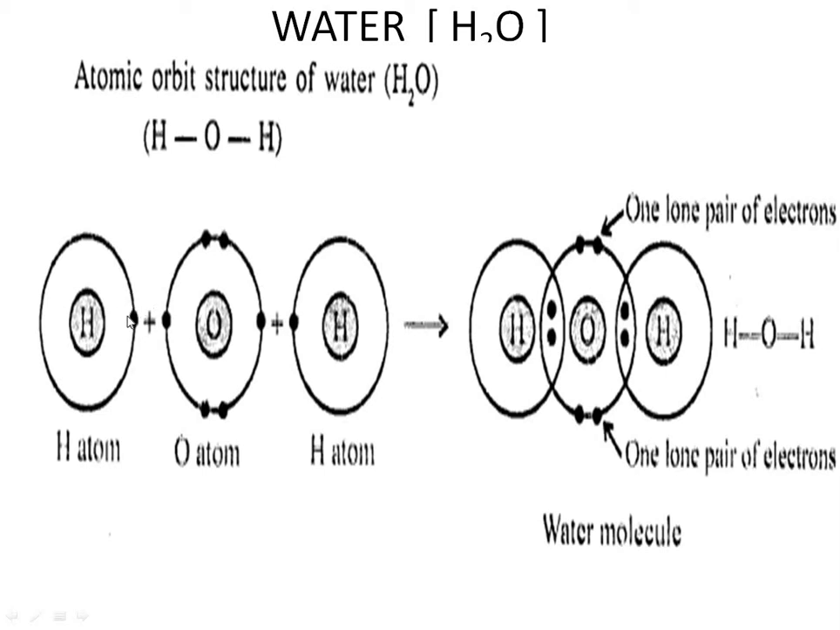So which is the nearest noble gas for oxygen? That is neon. If it gets 2 electrons, it becomes the electronic configuration of the nearest noble gas neon. And for hydrogen, the nearest noble gas is helium. So now both are stabilized if they share the electrons. So draw the oxygen atom in the center representing only the last shell electrons, the same way for hydrogen also.